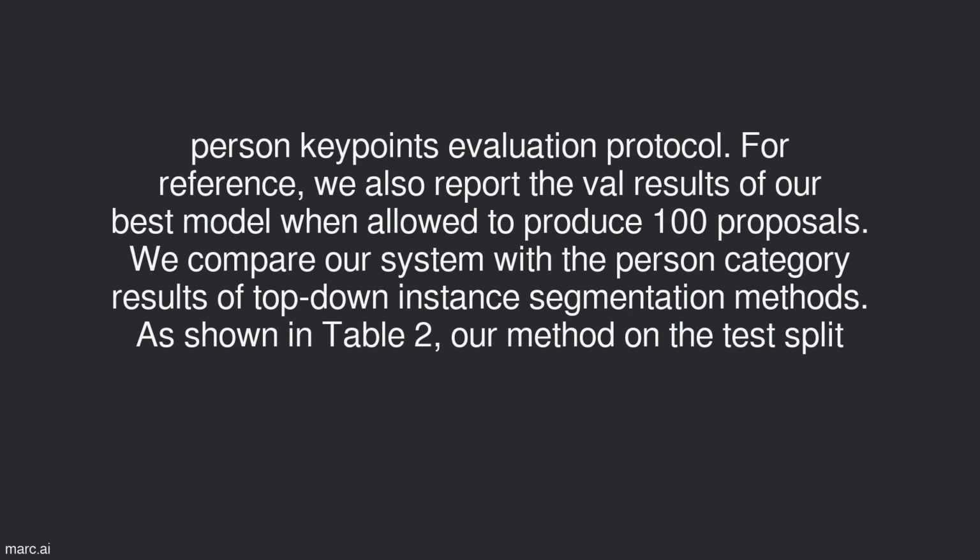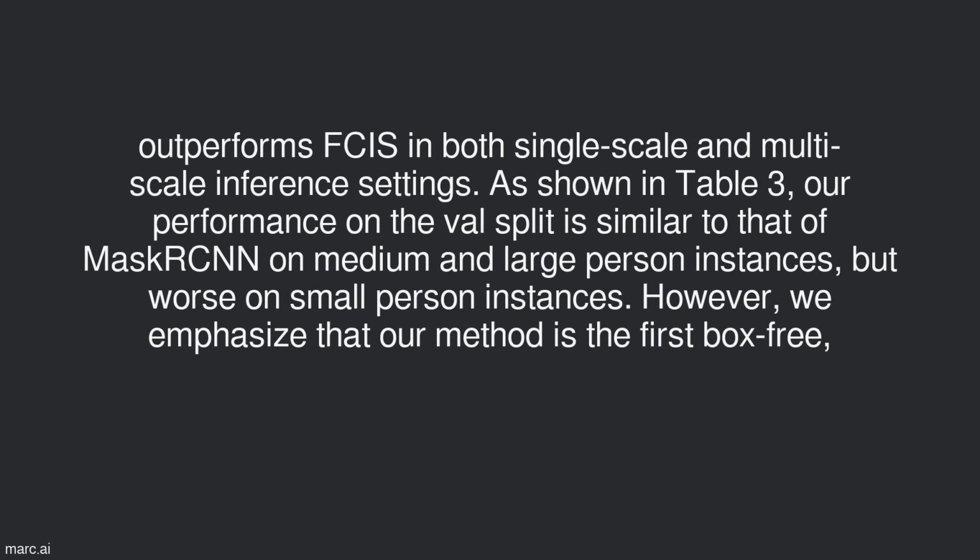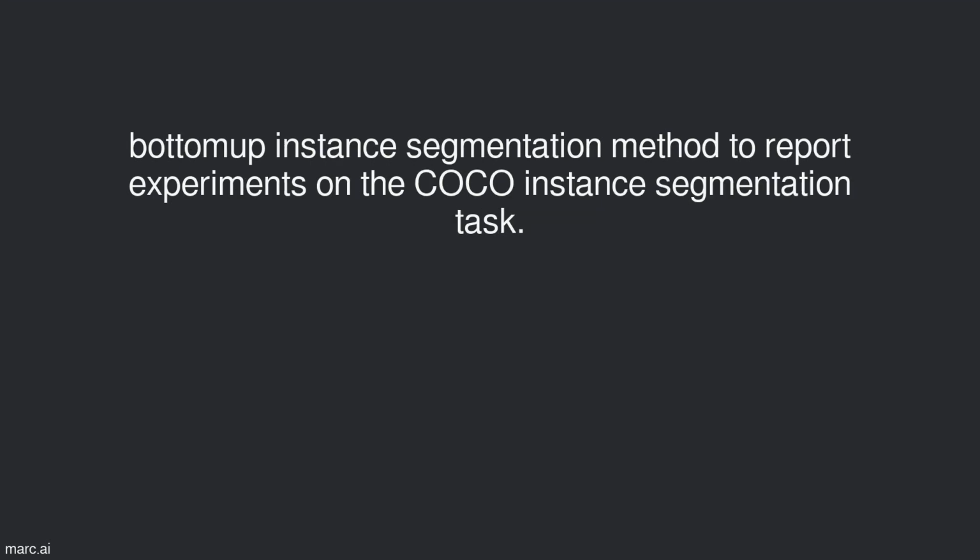We compare our system with the person category results of top-down instance segmentation methods. As shown in Table 2, our method on the test split outperforms FCIS in both single-scale and multi-scale inference settings. As shown in Table 3, our performance on the val split is similar to that of Mask-RCNN on medium and large person instances, but worse on small person instances. However, we emphasize that our method is the first box-free, bottom-up instance segmentation method to report experiments on the COCO instance segmentation task.